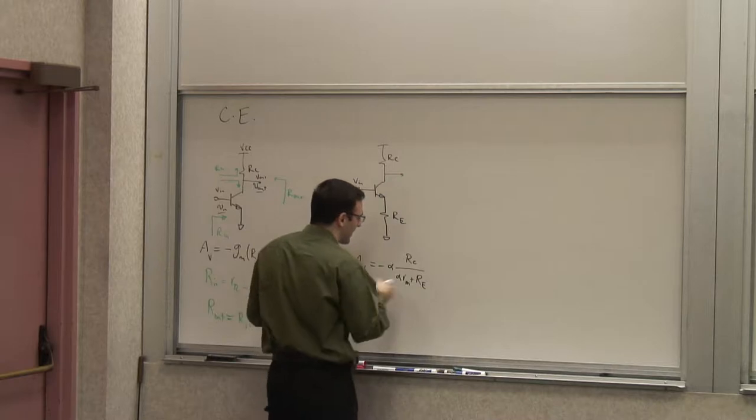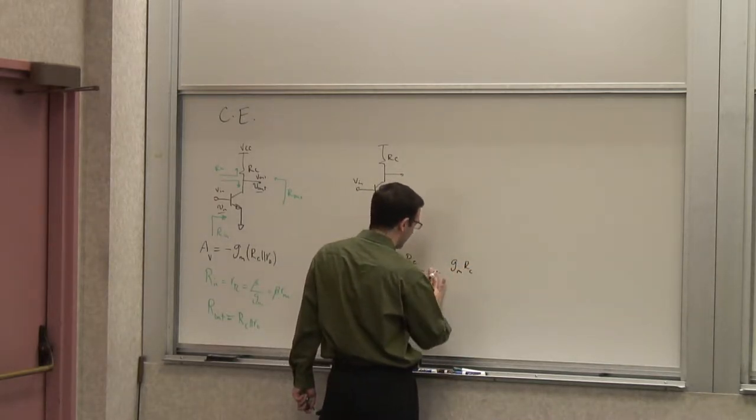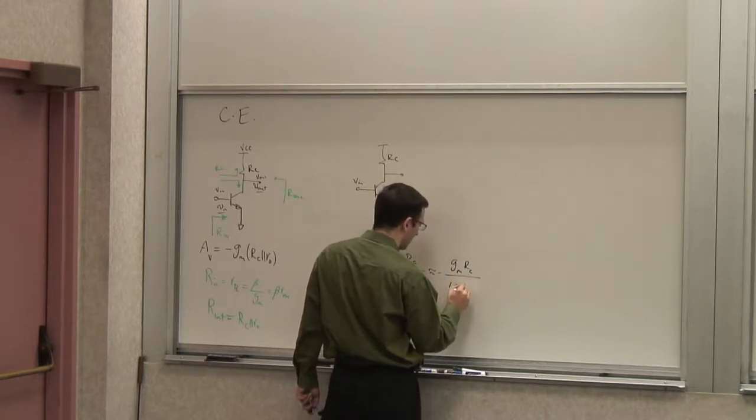So that was it, and then of course, some people like to show that gm RC over 1 plus gm Re, and this is not exact because there's an alpha. It's approximated to be 1 plus gm Re.